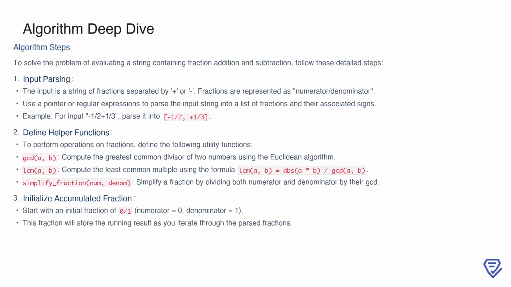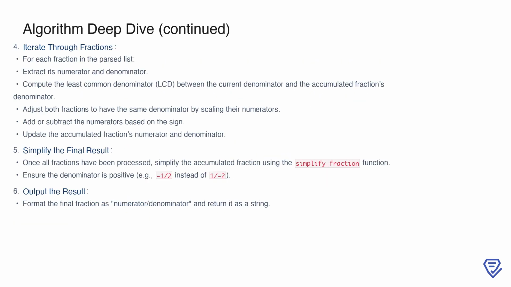Next, we define a few helpful utility functions to simplify our calculations. These include GCD to find the greatest common divisor of two numbers, LCM to determine the least common multiple, and simplify_fraction to reduce fractions to their simplest form by dividing the numerator and denominator by their GCD. Lastly, we initialize an accumulated fraction starting at 0/1, which acts as our running total as we process each fraction in the input.